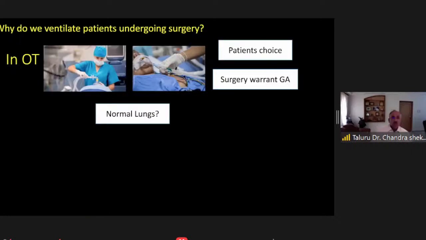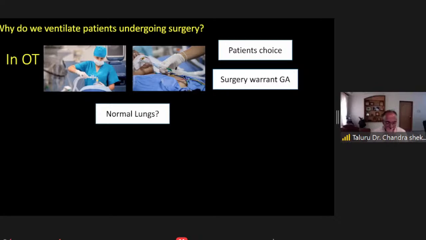So the next obvious question is, why do we ventilate our patients undergoing surgery? Most of the time it could be the patient's choice or the surgery warrants GA. Another common misconception that every anesthesiologist carries is that my lungs are normal, so for a short duration of 1 to 2 hours, it doesn't matter if I ventilate with higher tidal volumes or less PEEP. Another common thing that I hear from anesthesiologists is that PEEP produces low blood pressure. There is a strong, rooted belief that PEEP causes hypotension. This is what most of them believe, a myth.